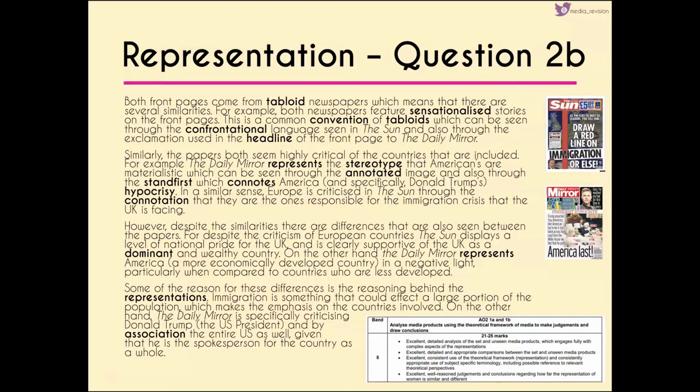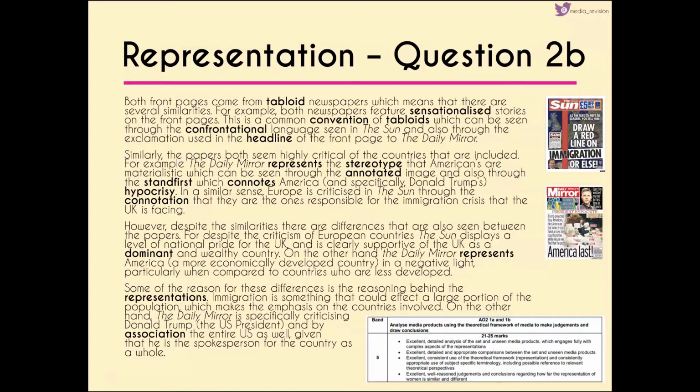Similarly, the papers both seem highly critical of the countries that are included. For example, the Daily Mirror represents the stereotype that Americans are materialistic, which can be seen through the annotated image and also through the stand first, which connotes America and specifically Donald Trump's hypocrisy. In a similar sense, Europe is criticised in the Sun through the connotation that they are the ones responsible for the immigration crisis that the UK is facing.